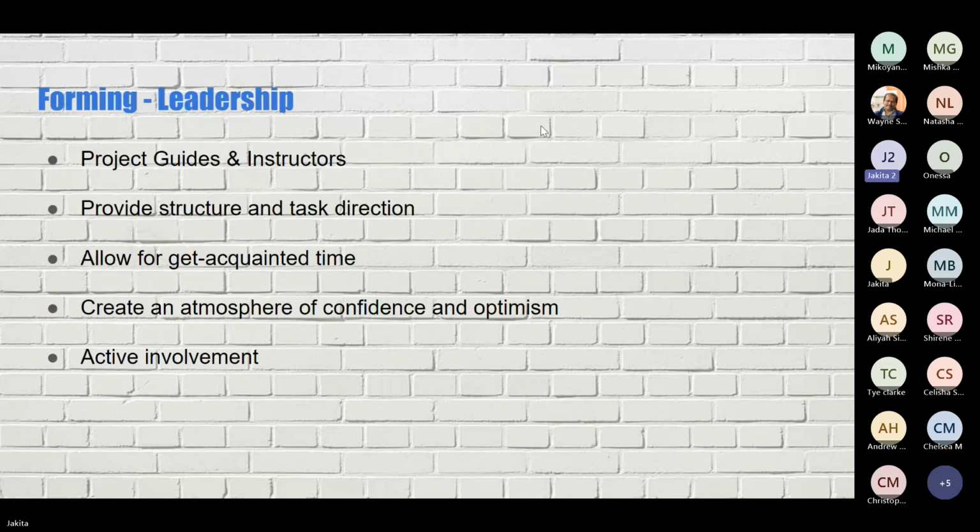In terms of leadership, what we'll be looking at will be a project guide and instructions, like a list of things that need to be completed for this particular task. Leadership will provide structure and it will be task directed. Also, it's important to allow members to get acquainted, especially if you are not familiar with that particular group of persons. It's suggested that they get acquainted. Also, in terms of leadership, create an atmosphere of confidence and optimism, and be actively involved.